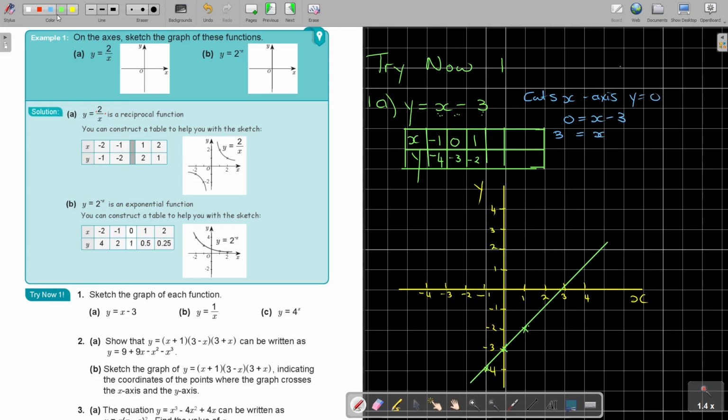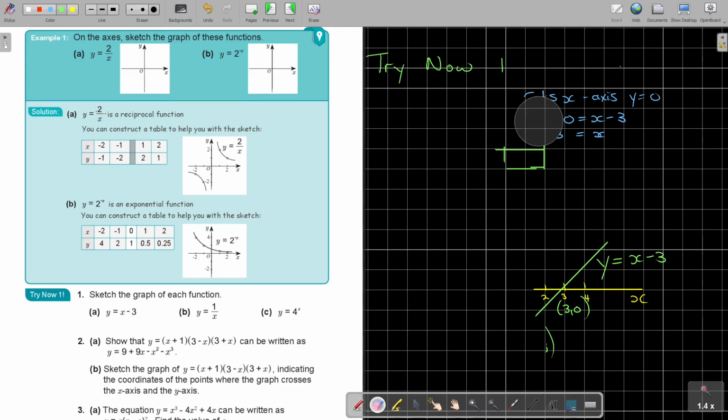And then you can just write y is equal to x minus 3. And if they want, you can always say this is 3 and 0, and this is 0 and negative 3. Okay, you can do that also. But it's not necessary, it's not saying that you have to indicate those positions. Okay, that's the first one, number A. Let's go for number B.